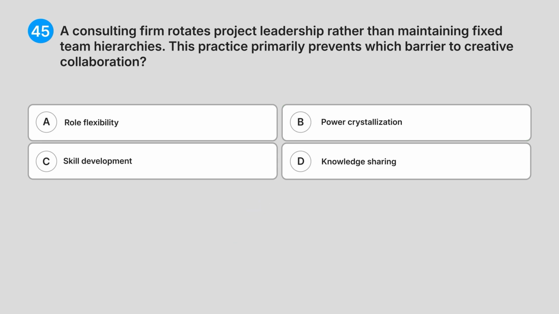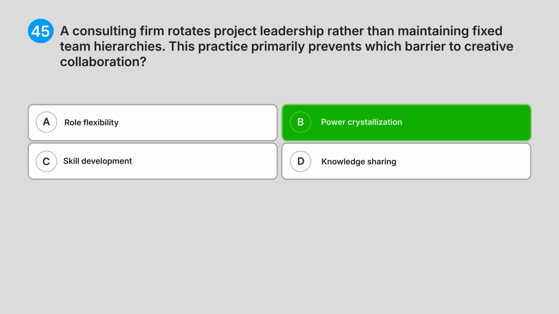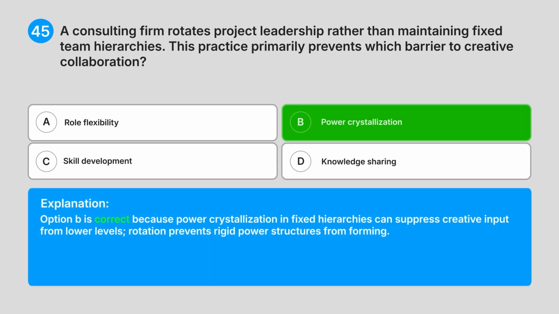Correct answer: B. Power crystallization. Explanation. Option B is correct because power crystallization in fixed hierarchies can suppress creative input from lower levels. Rotation prevents rigid power structures from forming.